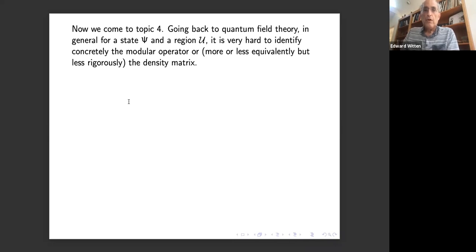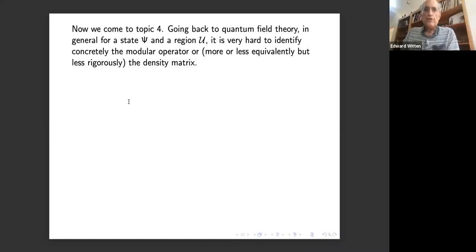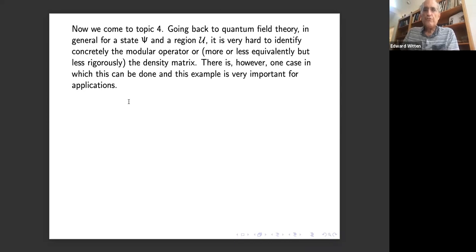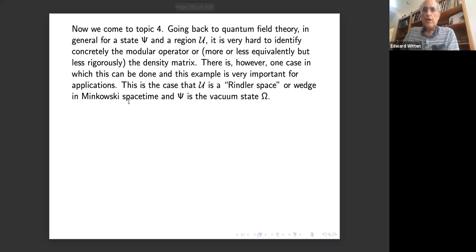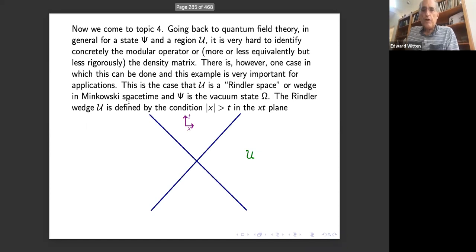Thanks. So going back to quantum field theory, in general, for a state psi in a region U, it's very hard to identify concretely the modular operator, or more or less equivalently, but less rigorously, the density matrix. But there's one case in which this can be done, and that example is very important for applications. That's the case that U is a Rindler space or wedge in Minkowski spacetime, and psi is the vacuum state, which I'll call omega.